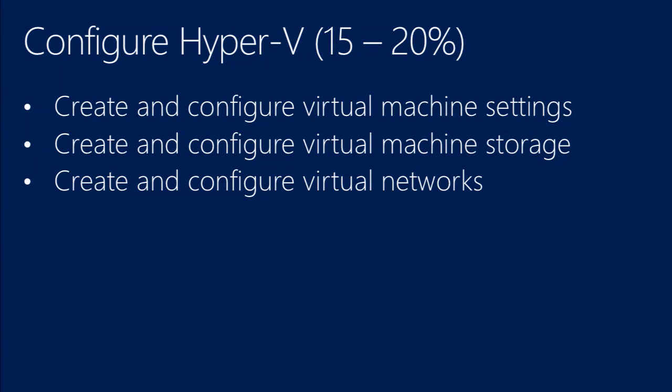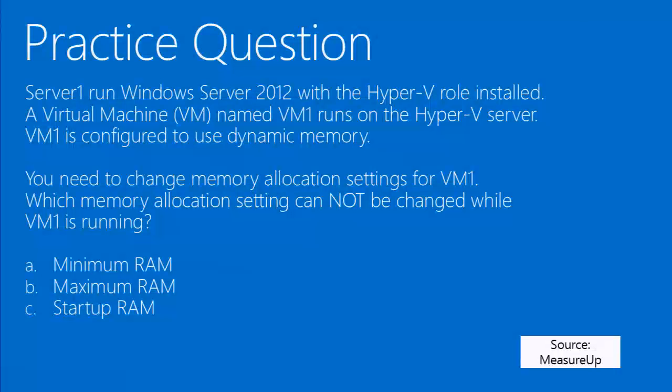So let's have a quick practice question on this and see. It's actually not too bad, but let's have a look, see if you know it. We have a computer called Server 1 running Windows Server 2012, and it's got the Hyper-V role installed. A virtual machine named VM1 runs on the Hyper-V server. VM1 is configured to use dynamic memory. You need to change the memory allocation settings for VM1. Which memory allocation setting cannot be changed while VM1 is running?